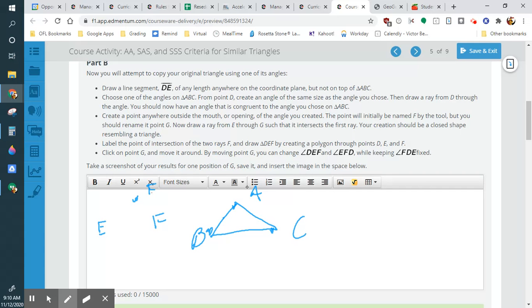Oops, this should be E, or DEF. Oh, good job, Victor. You don't know your alphabet. So D, E, and F. We're going to try to make another triangle and then we'll try to figure out if it's similar or not.